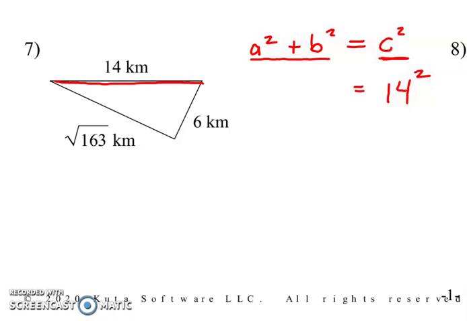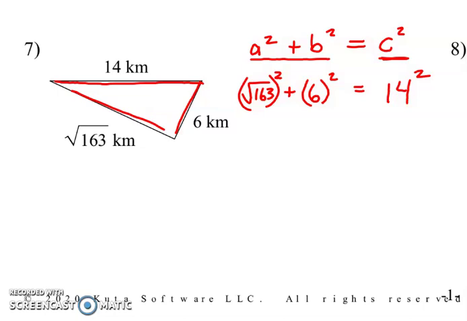And then it doesn't really matter which is which on this side. We'll call a this one, which is the square root of 163, and we're going to square it. And then b, we'll call 6 and square it. Okay, so now it's just a matter of working through the algebra.